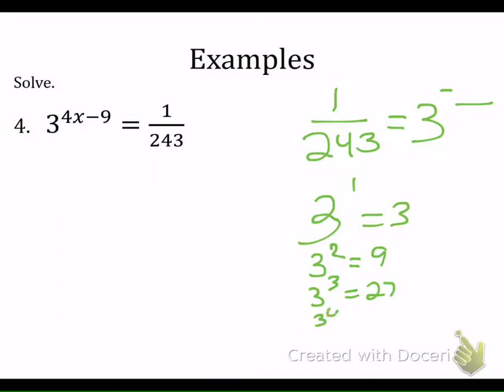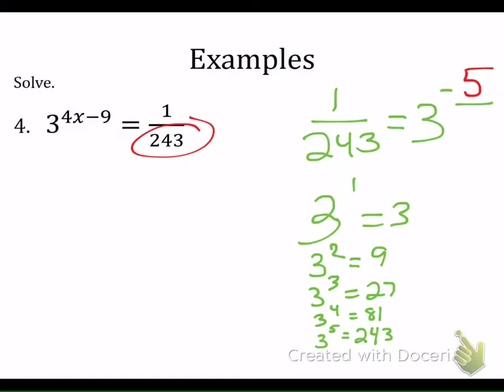What's 3 to the 4th? 81. Okay, and 3 to the 5th? 243. Okay. So this is going to be 3 to the negative 5th. It's negative because we have to get it out of the denominator. And then 3 to the 5th is 243. That's how we got that far.